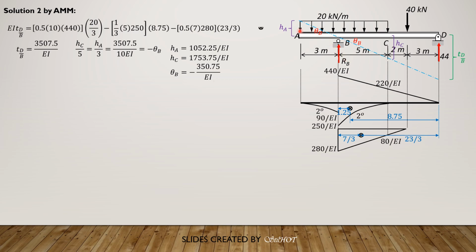Now let's consider portion AB. Take note that that's also theta B. So let's compute the deviation of A relative to the tangent at B. Because this is second degree, the centroid is 3 over 4 or 0.75, and therefore this distance is 3 minus 0.75, 2.25. So the deviation of A relative to the tangent at B is negative 1/3 of 3 times 90 times 2.25. The deviation of A relative to B is negative 202.5 over EI.